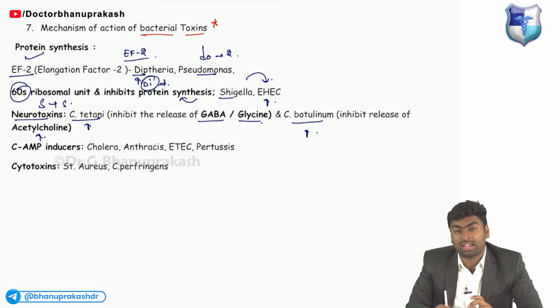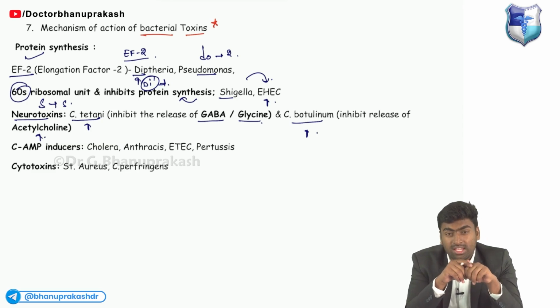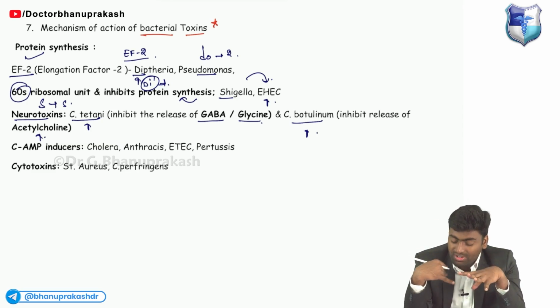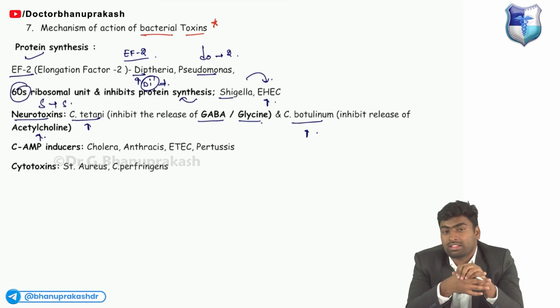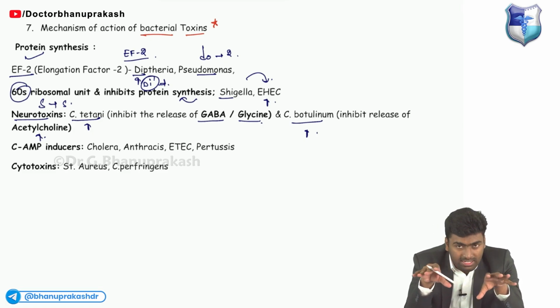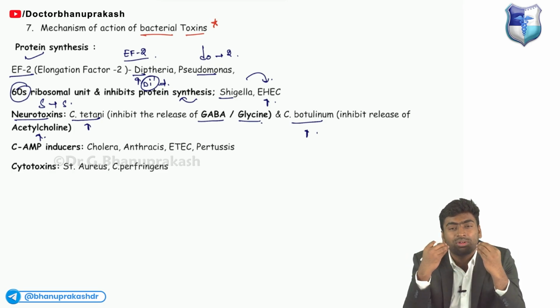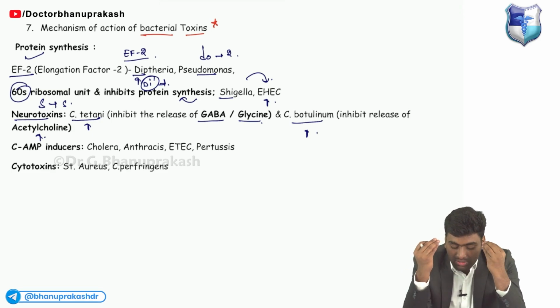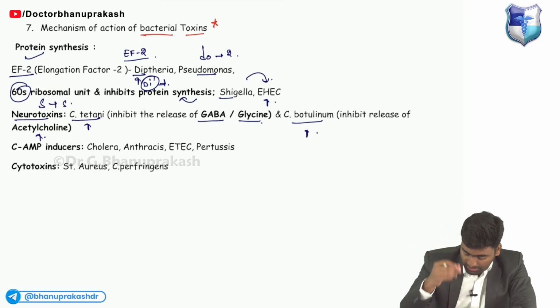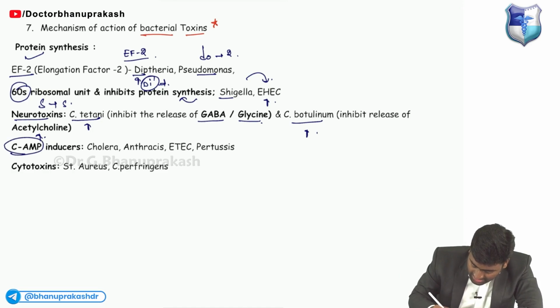We know GABA and glycine are inhibitory neurotransmitters. That's why with the neurotoxin in tetani, there will be a lot of spasms. Whereas in the case of Clostridium botulinum, the child will be very flaccid in nature, because there will be no contraction, because there will be no acetylcholine release. Fine. Remember.